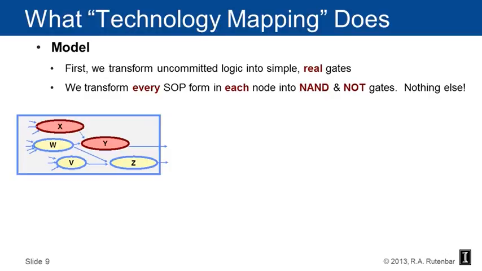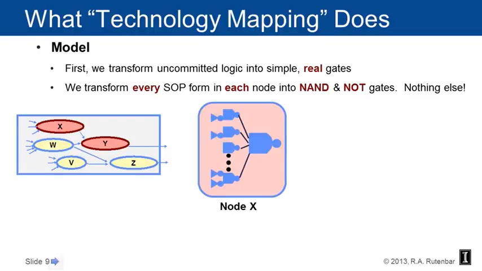So I've got a little picture of my network from the previous page, X, Y, Z, W, and V nodes, and I've got the X node and the Y node highlighted. We know that those are sum of products two-level forms. What do we do? We turn the X node into NOT gates, inverters, and NAND gates.